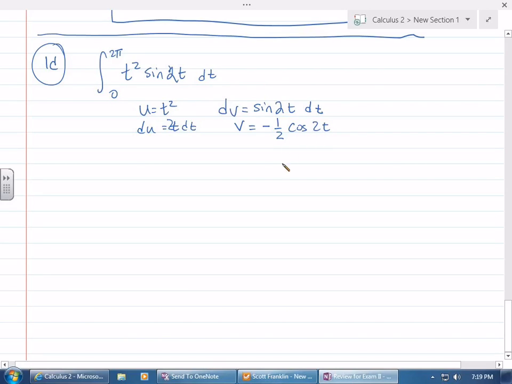Okay, by the way, when you do this, the next formula that you get has an integral in it that's got a t times a cosine of 2t. So you're going to have to do integration by parts one more time on that one. When I write it down, I get negative t squared over 2 cosine of 2t minus the integral of negative 1/2 cosine of 2t times 2t dt.